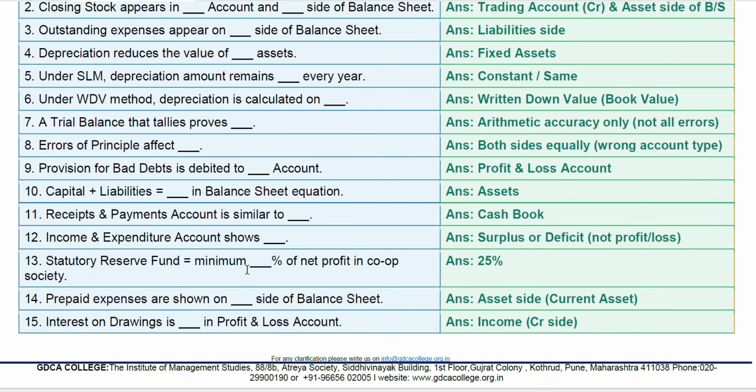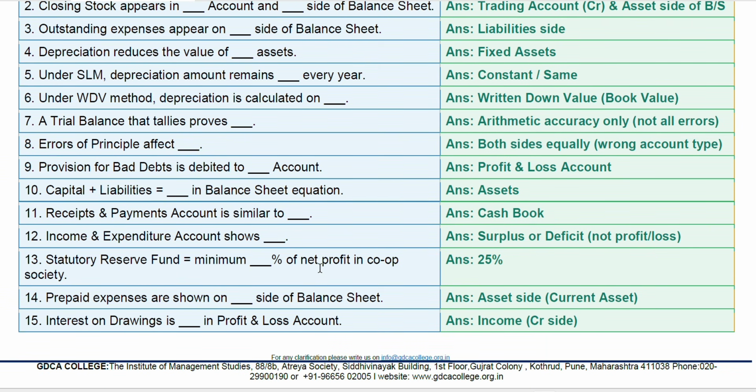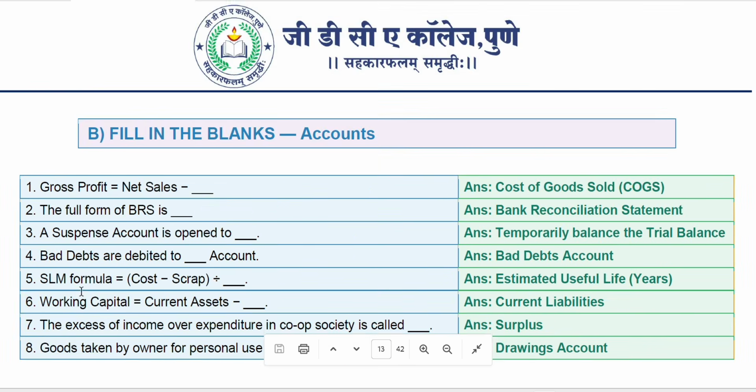Statutory reserve fund is equal to minimum dash dash percentage of net profit in cooperative society, 25%. Prepaid expenses are shown on dash dash side of balance sheet, asset side or current assets. Interest on drawings is dash dash in profit and loss account, income or credit side.